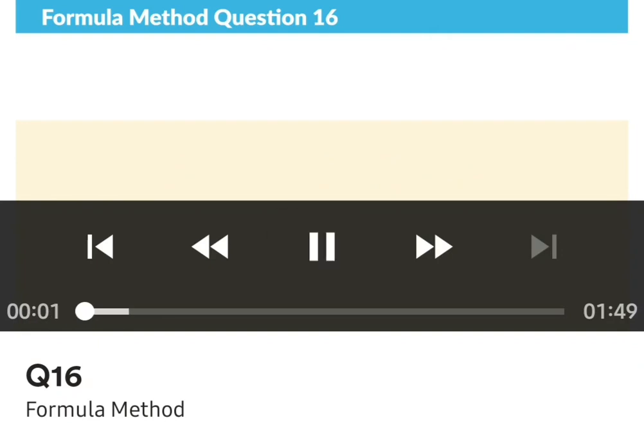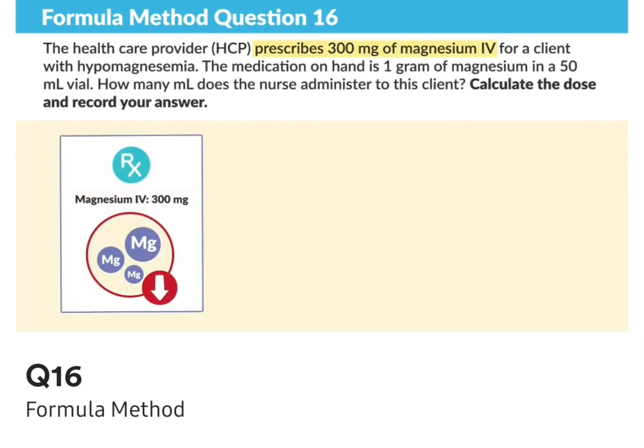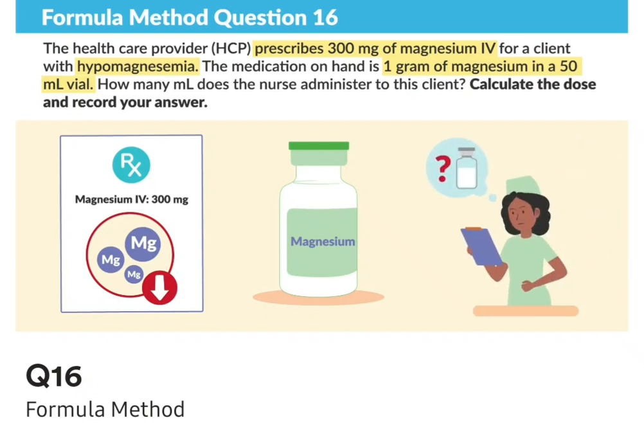All right, moving on to 16. The healthcare provider prescribes 300 milligrams of magnesium IV to a client with hypomagnesemia, that low magnesium. The medication on hand is 1 gram of magnesium in 50 mL vial. So how many mLs does the nurse administer to the client?